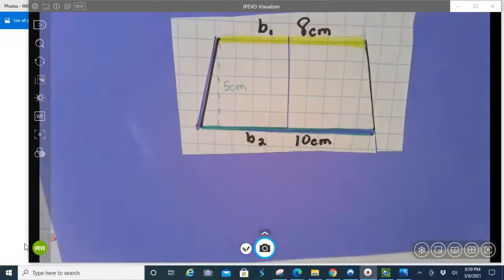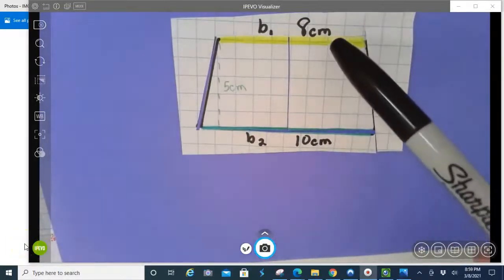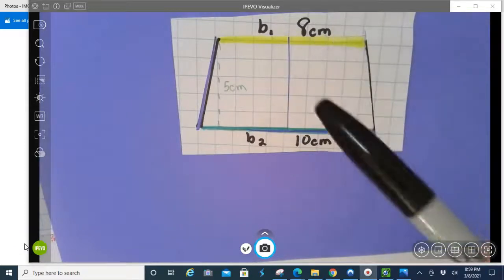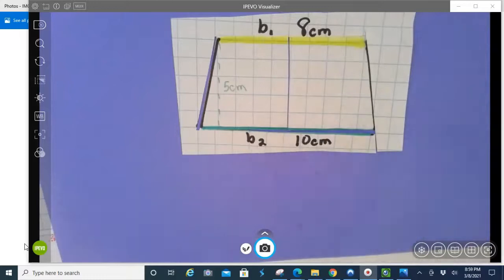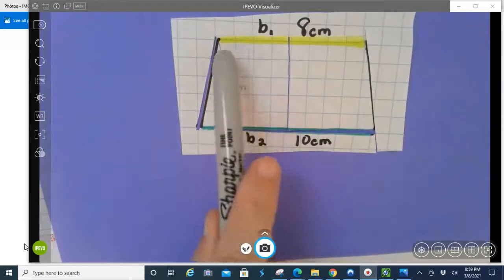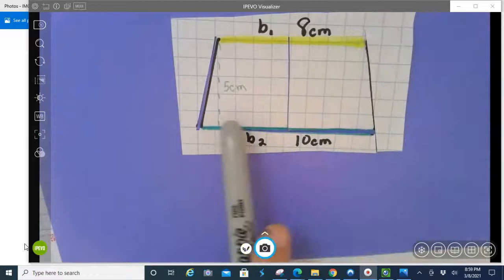So here I have a trapezoid. The parallel sides are at the top and bottom. So I have base 1, which is 8 centimeters, and base 2, which is 10. You could count those: 1, 2, 3, 4, 5, 6, 7, 8, and 1, 2, 3, 4, 5, 6, 7, 8, 9, 10. And the height is 5 centimeters.